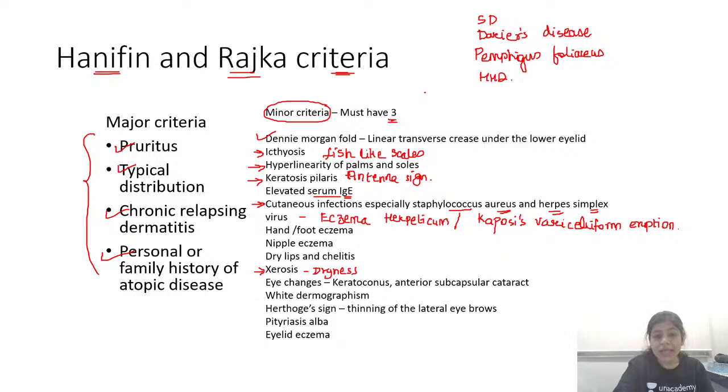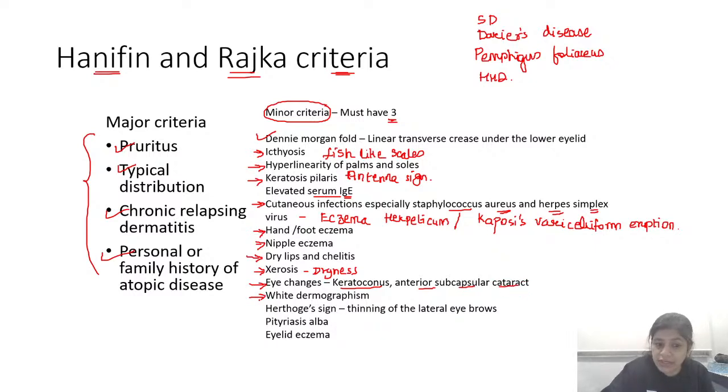Okay. Then hand and foot eczema. Hand and foot eczema is more commonly seen in the adult as well as some pediatric forms of atopic dermatitis. Nipple eczema is seen. Dry lips and cheilitis is seen. What are the eye changes? Now, eye changes occur in patients with atopic dermatitis because of recurrent rubbing. Okay, so that can give rise to keratoconus. Anterior subcapsular cataract can also be caused because of it.